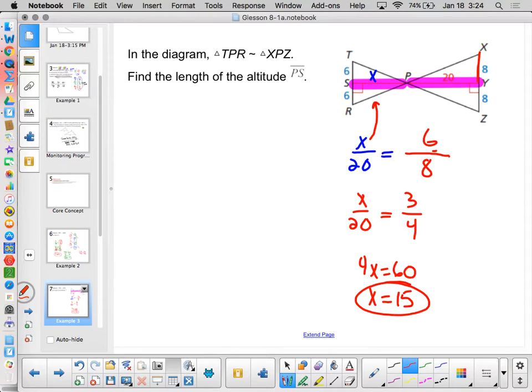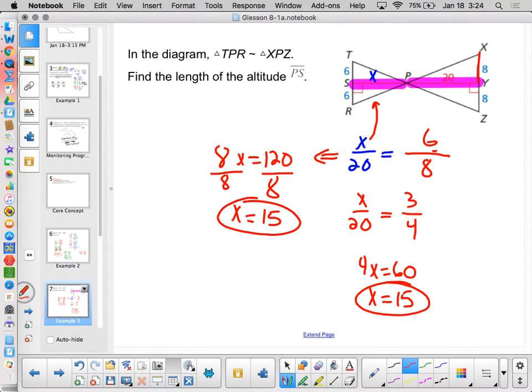Not super difficult. Do I have to reduce before I cross multiply? Absolutely not. I could have gotten 8x equals 120. I just have bigger numbers to deal with. It just makes it more likely I'm able to do it with mental math rather than having to whip out a calculator if I have smaller numbers, but bigger numbers work just fine.